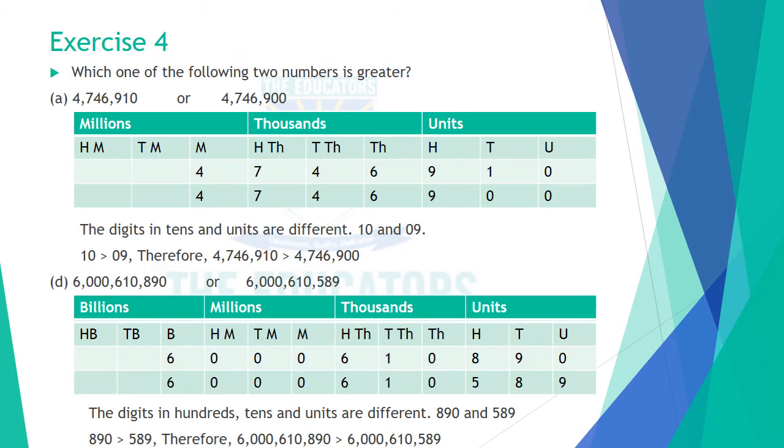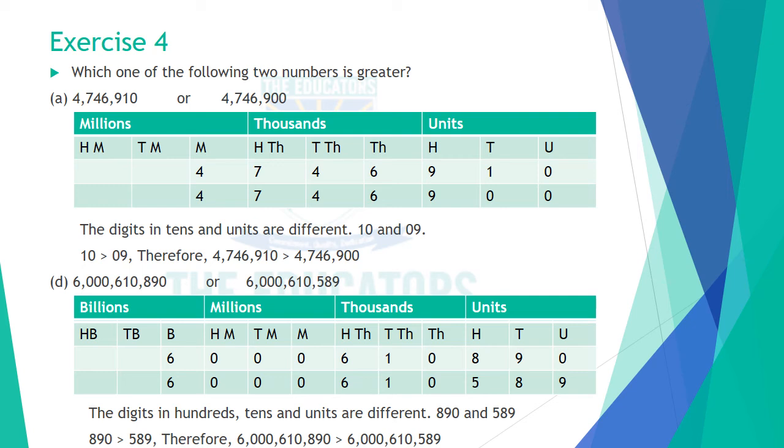Exercise 4. Which one of the following two numbers is greater? 4,746,910 or 4,746,900. You can see the digits in millions and thousands are the same, but the digits in tens and units are different. In one number's units you have 910 and in the other number's units 900. We can understand that 10 is greater than 0, therefore 4,746,910 is greater than 4,746,900.